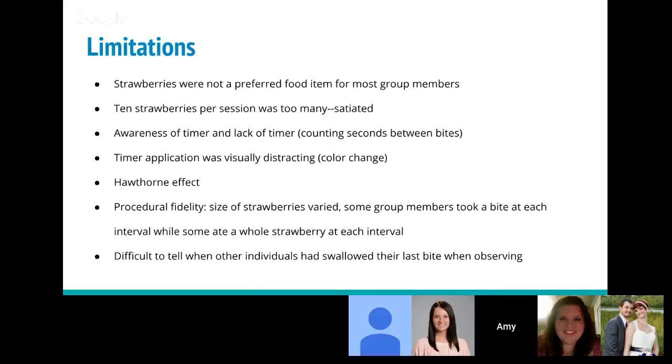The second thing we came up with was that we chose 10 strawberries, but we found quickly that we became satiated on these. So 10 strawberries essentially was too many. And now most of us are pretty tired of strawberries.